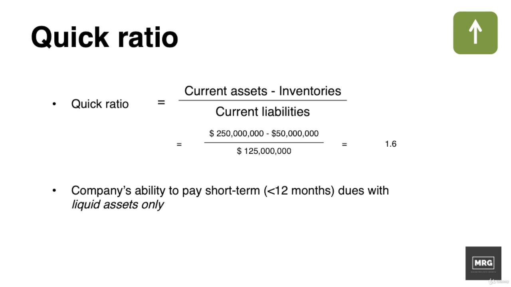Really, the quick ratio measures the company's ability to pay short-term, less than 12 months, dues with liquid assets only. It's quite similar to the current ratio, just that you are taking out the inventory portion and only taking into account liquid assets. If you look at the top right corner, it's a green box with an arrow pointing upwards. So the higher the quick ratio, the better it is.